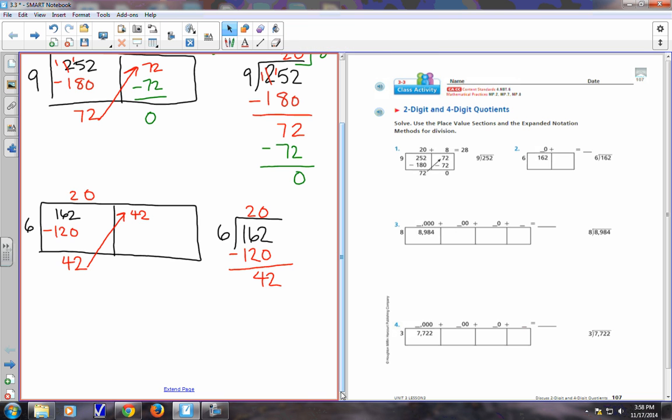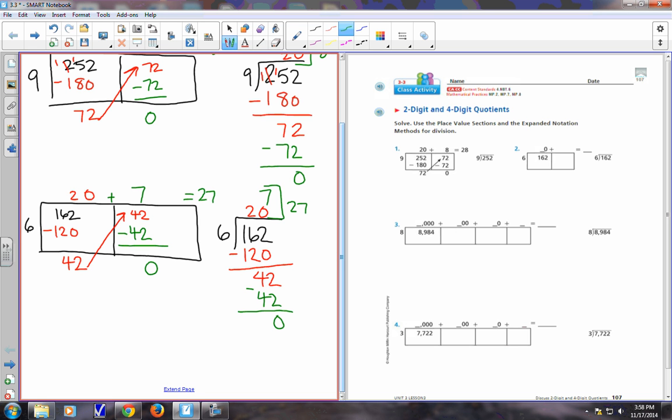And now I'm looking at the ones. 42 divided by 6 is 7. Same thing over here. 7. Subtract. I have nothing left. So my expanded notation is 27. And my place value sections, the quotient is 27.